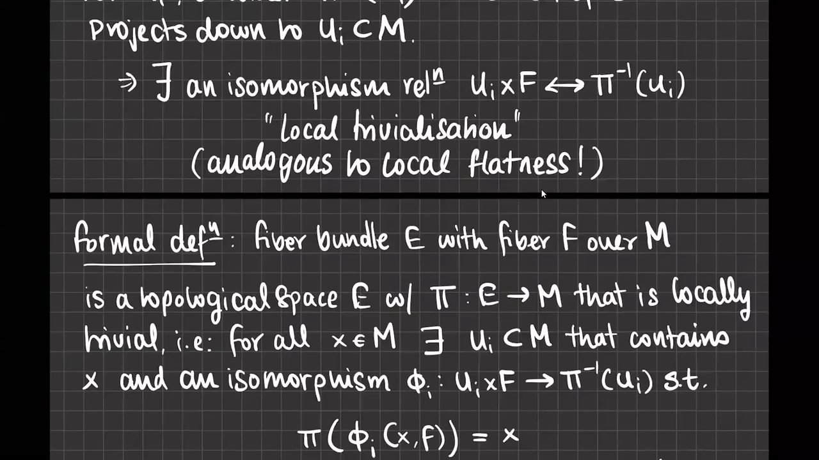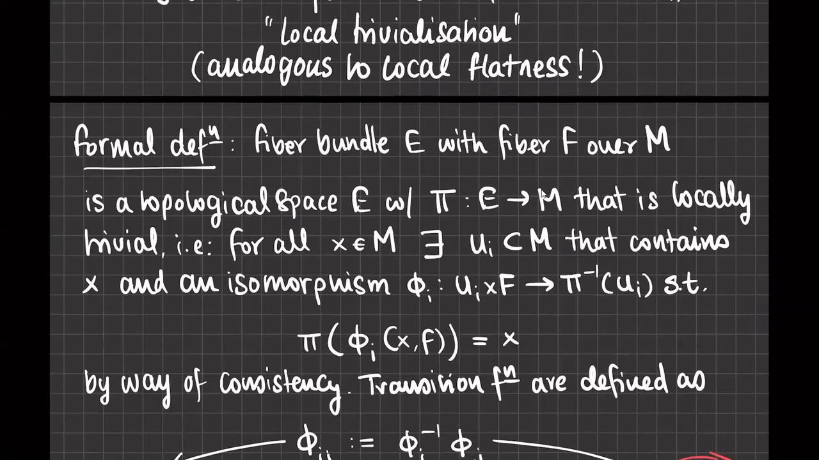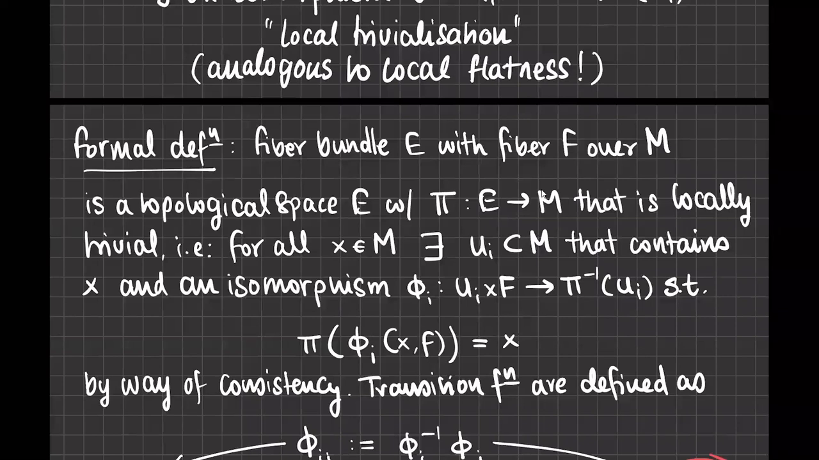I'll show you the definition. A fiber bundle E with fiber F over M is a topological space E with a projector pi which maps E to M that is locally trivial, which means that for all x in M, for all points on the base manifold, there exists a neighborhood U_i around it that contains x and an isomorphism phi_i, which maps U_i times F to pi inverse U_i, such that phi_i maps U_i times F into pi inverse U_i.